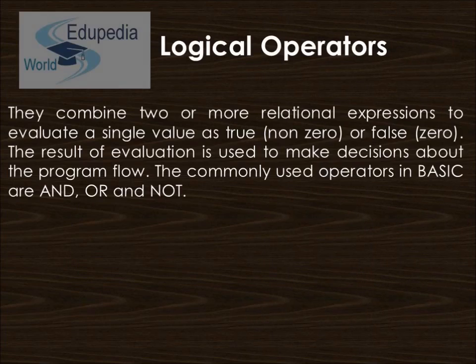Now comes the logical operators. They combine 2 or more relational expressions to evaluate a single value as true, a non-zero value, or false, a 0 value. This result of evaluation is used to make decisions about the program flow. The commonly used operators in BASIC are AND, OR, and NOT. Now let's have a look at these logical operators.